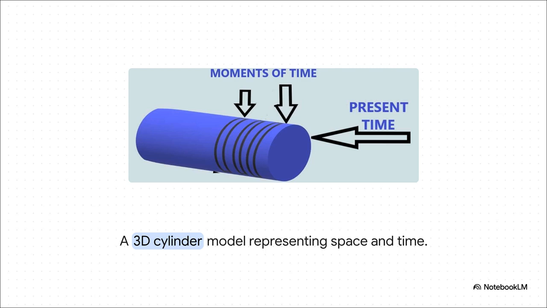Imagine a 3D cylinder. It's closed at one end and open at the other. The two spatial dimensions form the tube's cross-section. The time dimension is the actual length of the tube, extending from the closed end, which is the beginning of the universe, right up to the open end, which is present time. So as time passes, the tube continuously just gets longer and longer.